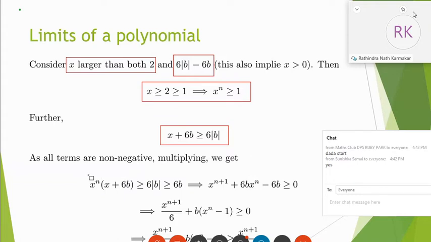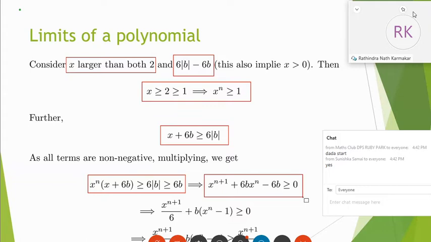We get that x^n times (x + 6b) is greater than or equal to 6|b|, which is again greater than or equal to 6b. Now multiply x^n on the left-hand side with x and 6b, transfer 6b to the left-hand side, and manipulate the inequality a bit, and you will get this inequality: x^(n+1) + 6b x^n - 6b is greater than or equal to 0.